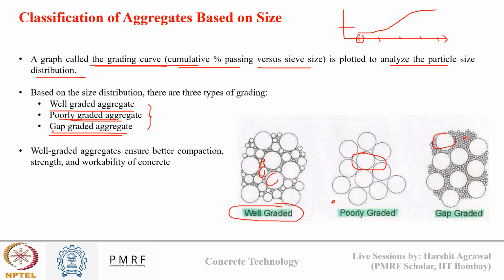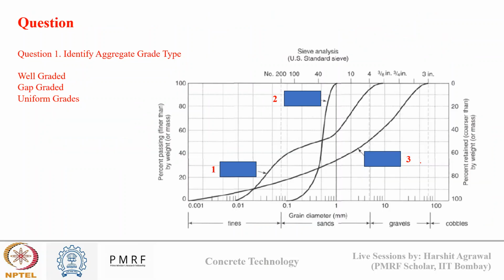So we'll be talking more about this in the session ahead. So just remember these terminologies for now. When we talk about aggregate classification and multi-sized aggregate, and how they affect the packing and everything, at that time the difference between these three will be clear to you. Now, just as an exercise, try to guess which grading curve represents which type of aggregate.